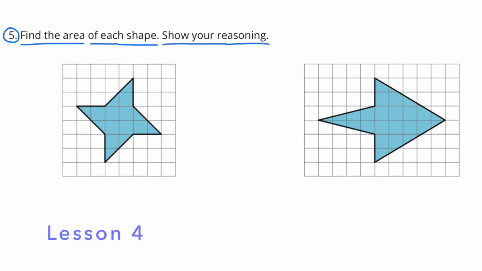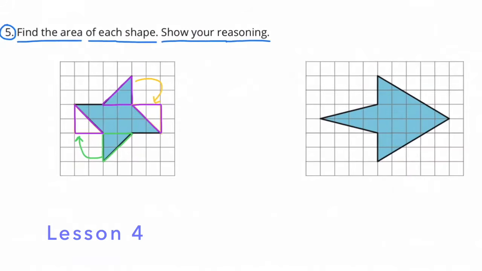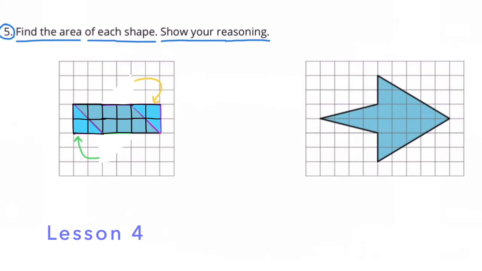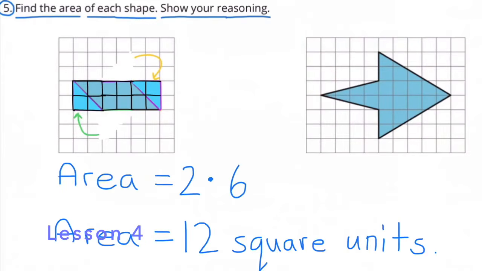Number 5. Find the area of each shape. Show your reasoning. The area of the shape is 2 units by 6 units, which is 12 square units.